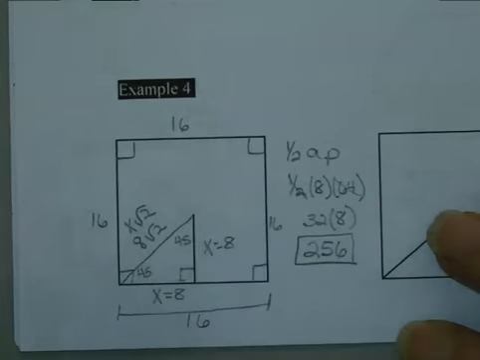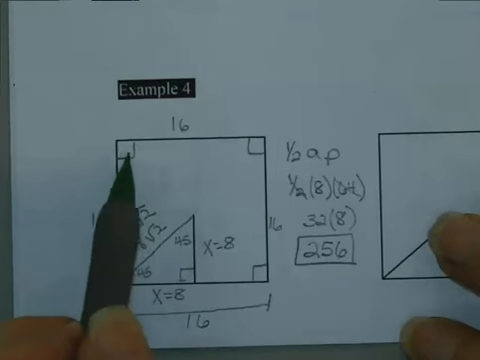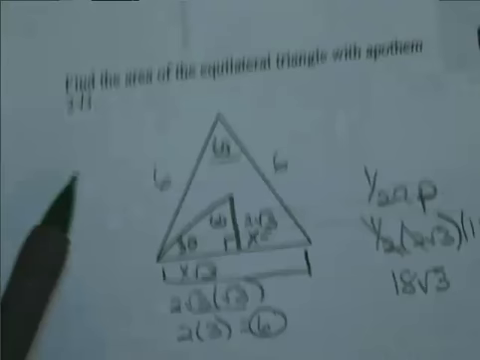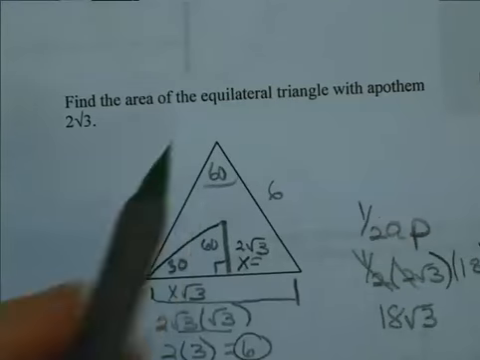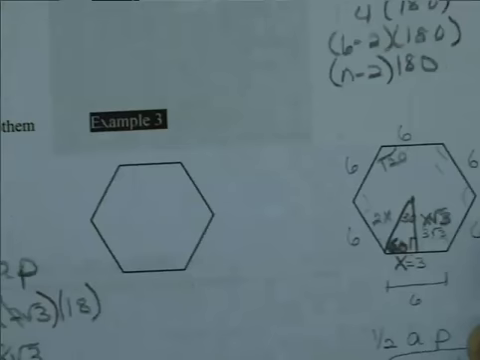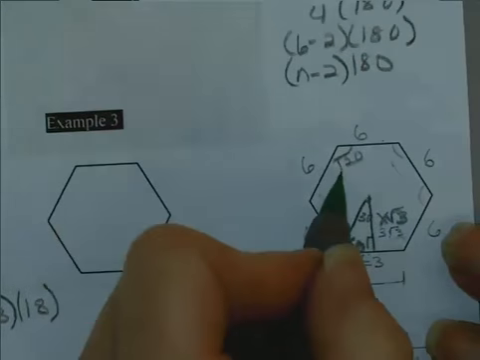So let's review just a bit. The angle in your square is 90. The important angle in your equilateral triangle is 60. And the big deal on your hexagon is 120.